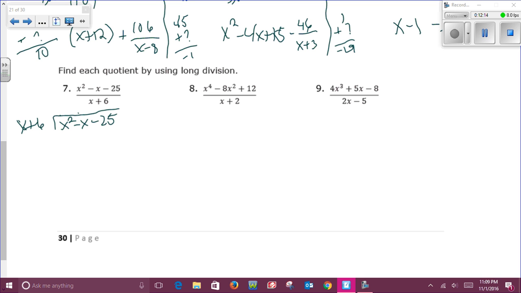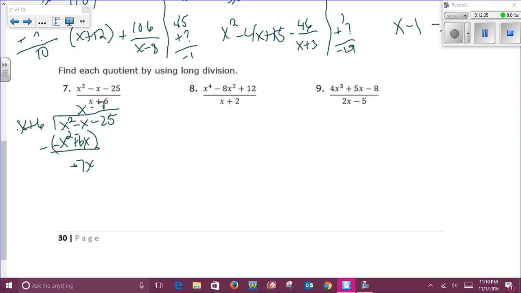Move over two places. What do I multiply x by to get x squared? Well, that's an x. So x times x is x squared. x times 6 is 6x. I'm going to subtract. Distribute my negative. That makes this a negative 7x. What do I multiply x by to get negative 7x, but minus 7.